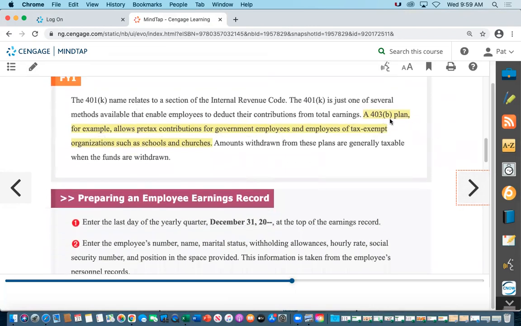I just highlighted this. This is just to remind you again, different retirement plans are available. 401k is named after an IRS Internal Revenue Code. Government employees have things called 403Bs, which we can contribute to our fund pre-tax, and then our tax lowers. It's just a reminder.